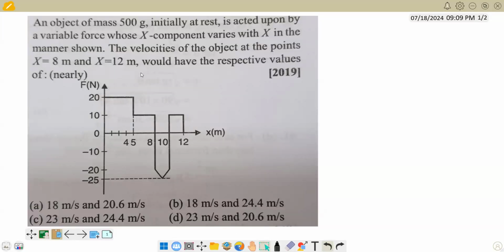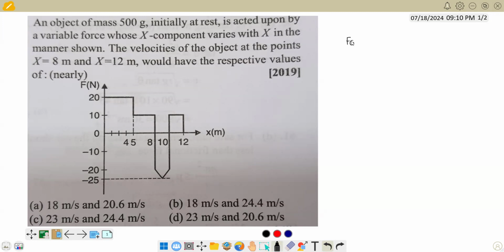Hello students, the question says an object of mass 500 grams initially at rest is acted upon by a variable force whose x component varies with x in the manner as shown. The velocities of the object at the points x equal to 8 and x equal to 12 would have the respective values of. So, as you can see, he has given a force versus displacement graph.